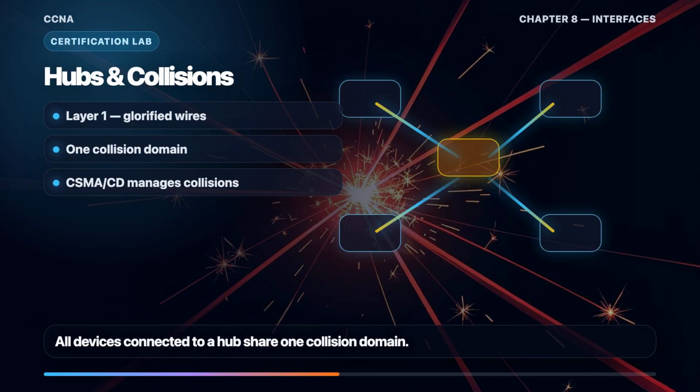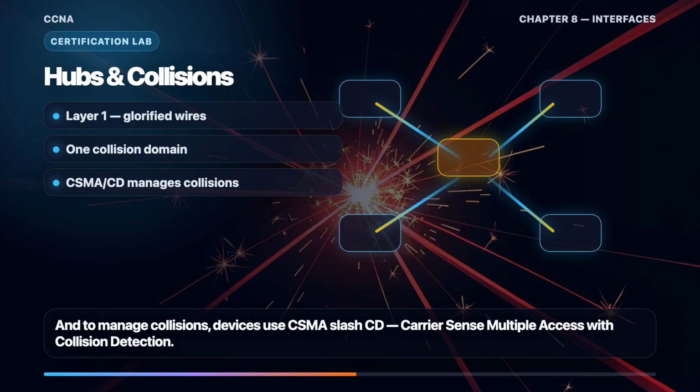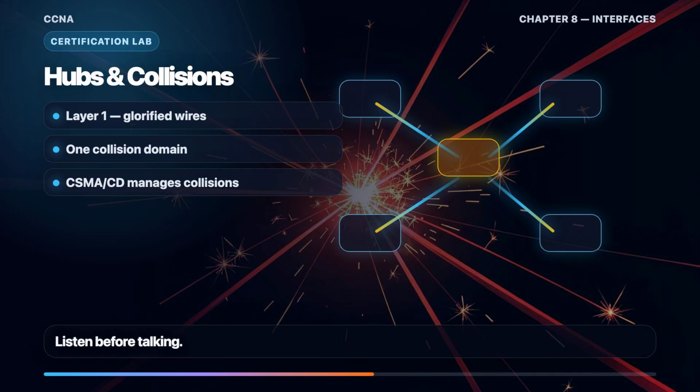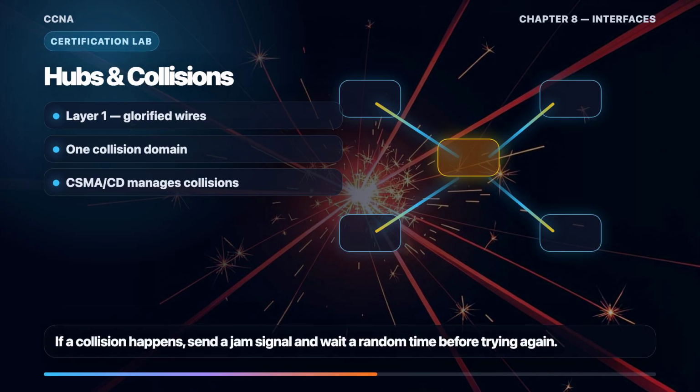All devices connected to a hub share one collision domain. Only one device can transmit at a time. That means half duplex. And to manage collisions, devices use CSMA/CD, Carrier Sense Multiple Access with Collision Detection. Listen before talking. If a collision happens, send a jam signal and wait a random time before trying again.